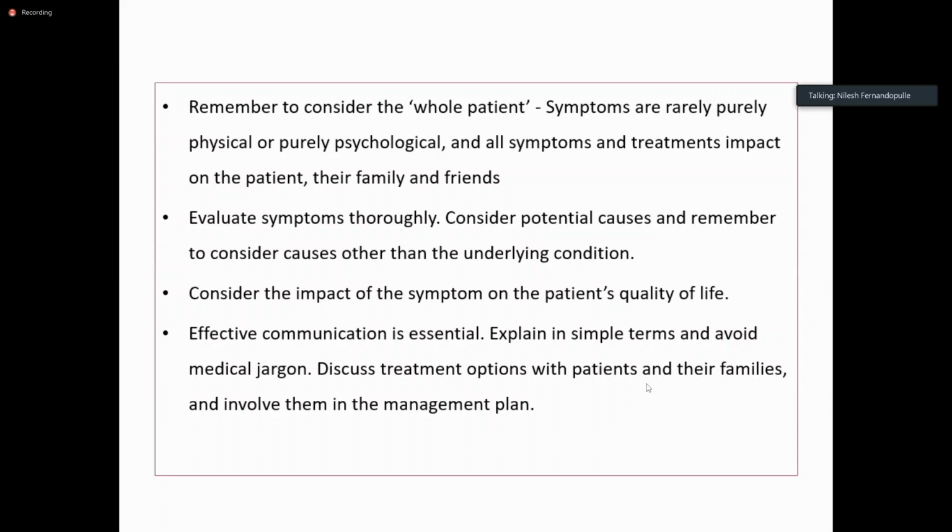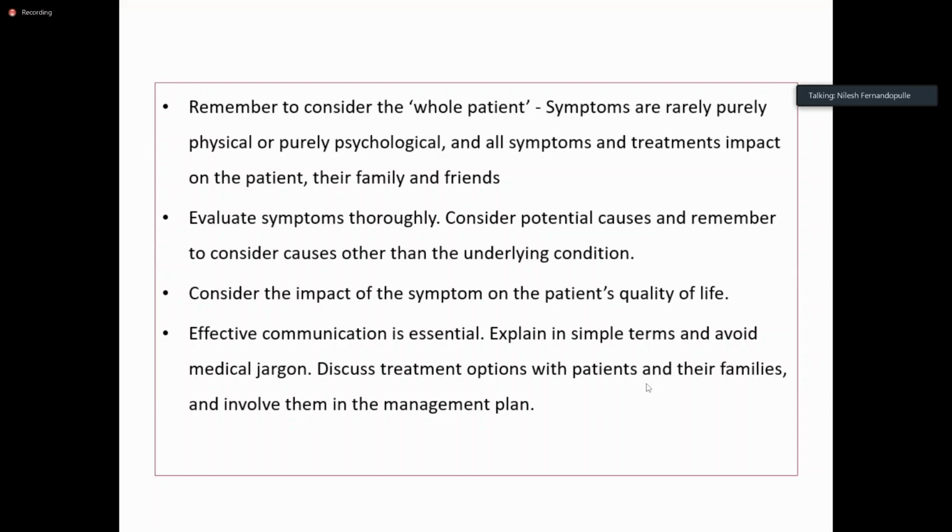Evaluate symptoms thoroughly, like I told you. Think about potential causes, and remember to consider causes other than the underlying condition. The patient might have rectal cancer, but the vomiting might not be due to obstruction; it might be due to a UTI. So think about other causes. Consider the impact of the symptoms on the patient's quality of life.